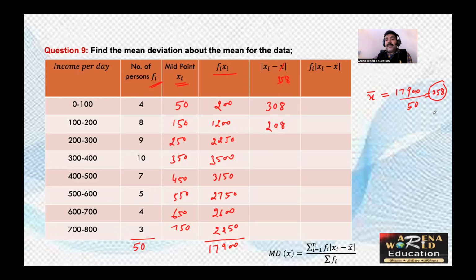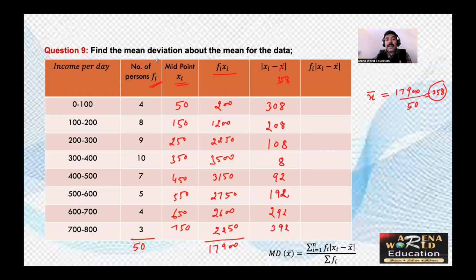So now 250 minus 358, it is minus 108, but we are finding its absolute value. So this will be 108, right? 350 minus 358, it is minus 8, but we will write positive 8. 450 minus 358, this will be directly positive 92. 550 minus 358, just add 100. So this will be 192. Again add 100. So this will be 292. And 750 minus 358, 392.